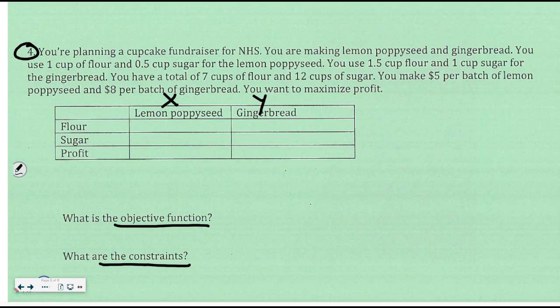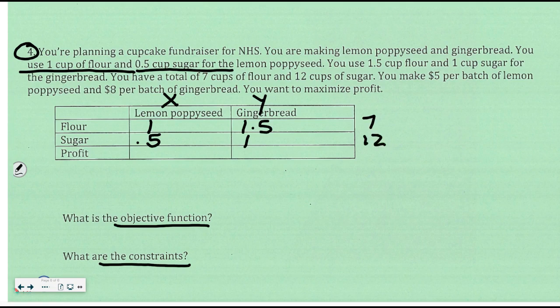So it says you use 1 cup of flour, so for the lemon poppy seeds, I'll put a 1 there, and a half a cup of sugar. So I'll put a half a cup in the sugar for the lemon poppy seed. Use 1.5 cups of flour and 1 cup of sugar for the gingerbread. So it starts that way. Then it gives you your totals. You have 7 cups of flour, so in the flour row put a 7, and 12 cups of sugar.